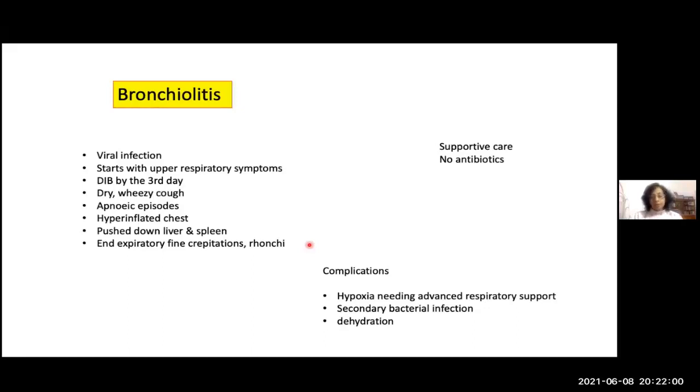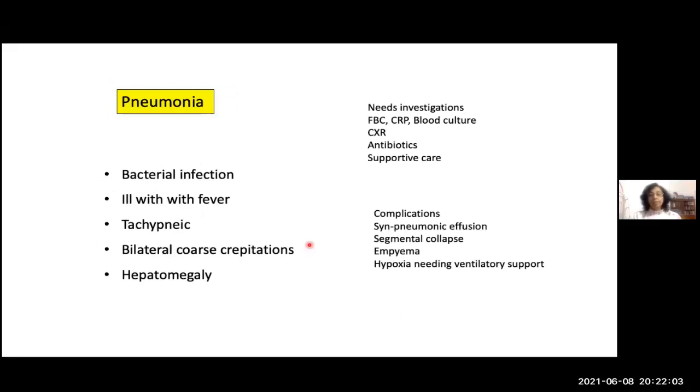Whereas in pneumonias, either viral or bacterial, infants may become very ill, right? And also, rather than pushed down livers, they have hepatomegaly, right? And they need further investigations to identify the condition. From the complications point of view, they can develop effusions associated with the pneumonia, collapse, empyemas, and also hypoxia like in bronchiolitis. And we have to treat these babies with antibiotics. Right? So that is why we need to differentiate these two conditions.